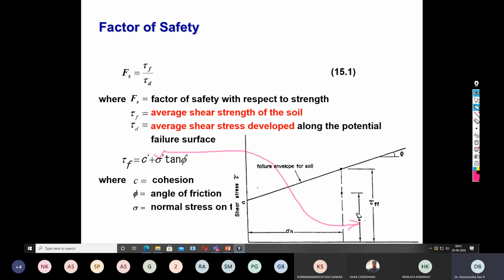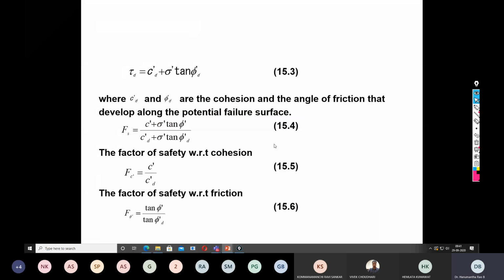Here you can see you can increase the normal stress. The increase in normal stress causes an increase in the shear strength. So when this shear stress reaches the shear strength of the soil, failure occurs. So these are the formulas. Tau D, the shear stress, is C dash plus sigma dash tan phi dash, where C dash and phi dash are the cohesion and the angle of internal friction developing along the failure surface. So factor of safety is shear strength upon shear stress.